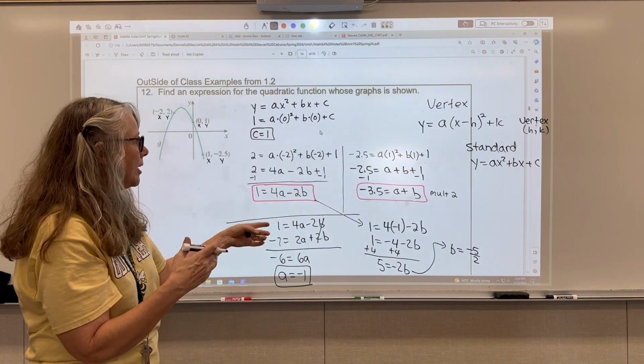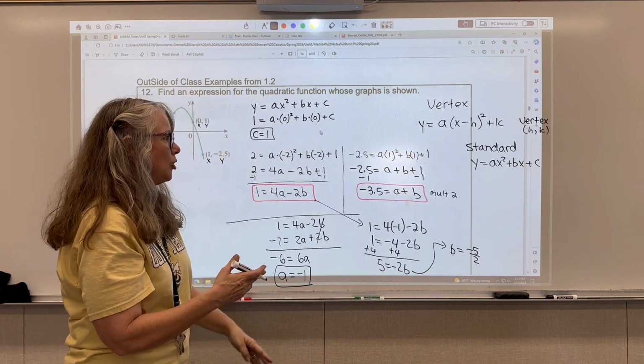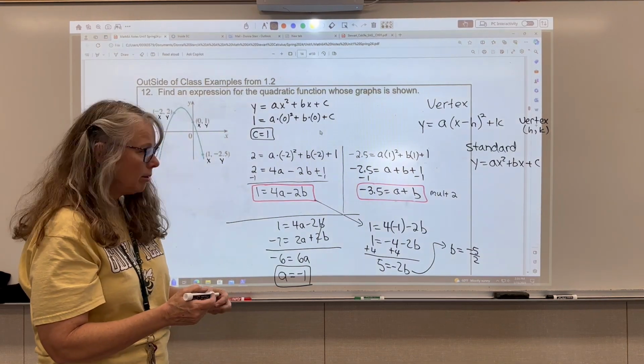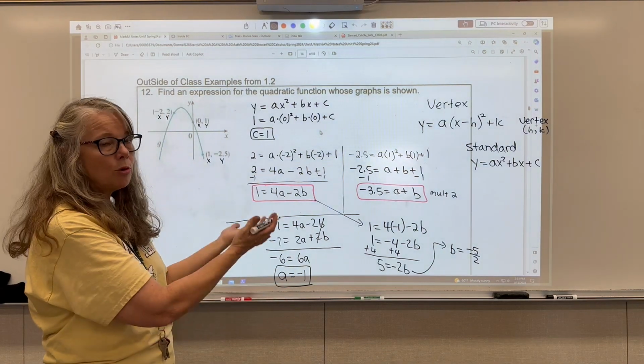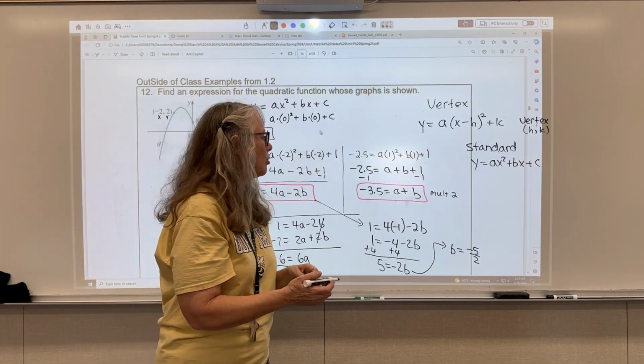So now I know what a is, what b is, what c is. And so I'm ready to say my equation. And I've pretty much taken up all my board space. I think you guys might have room underneath. I hope you do have room underneath. I don't know if you do or not.